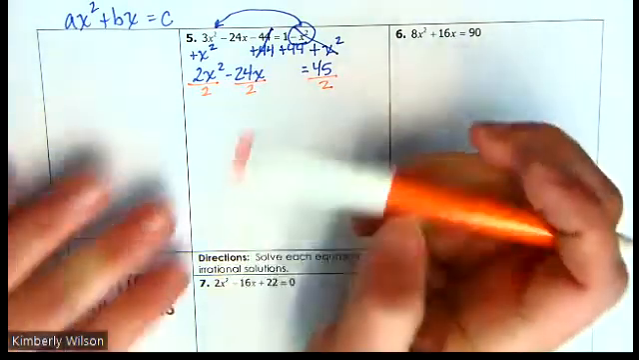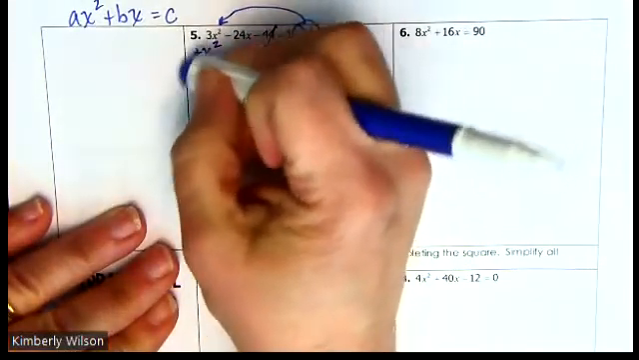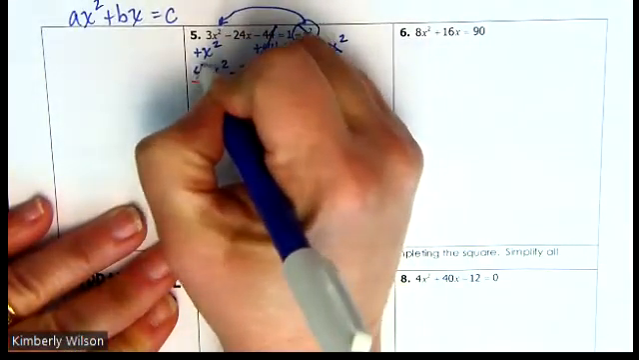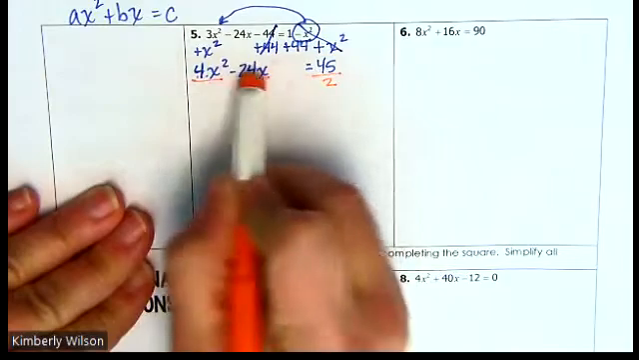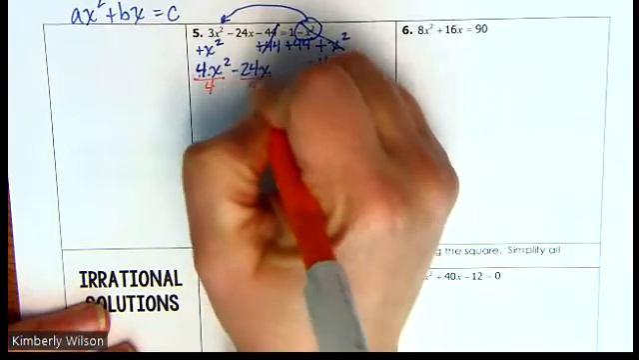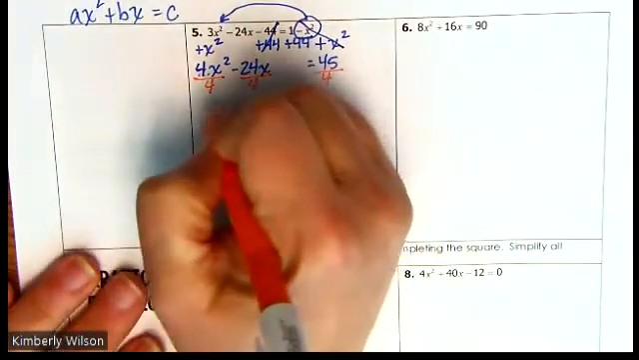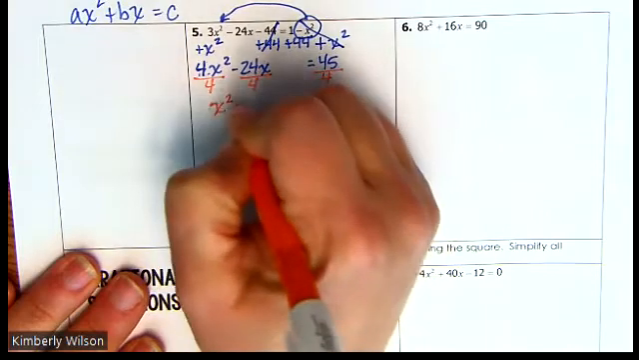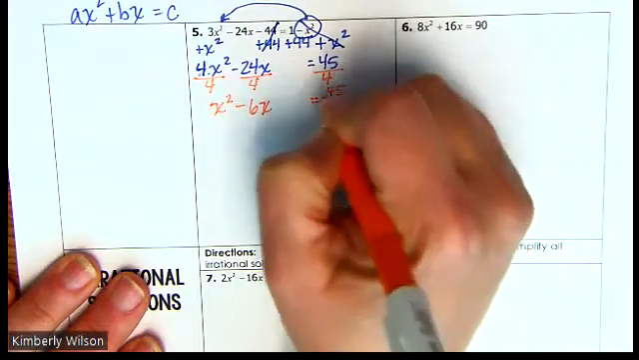I'm adding. Miss Wilson needs to go back to bed today. 3x plus 1x does not equal 2, it equals 4. I did get woken up today by my youngest late, so we're dividing everything by 4, which now gives me x squared minus 6x, leave a space, equals, and leave it as 45 over 4.